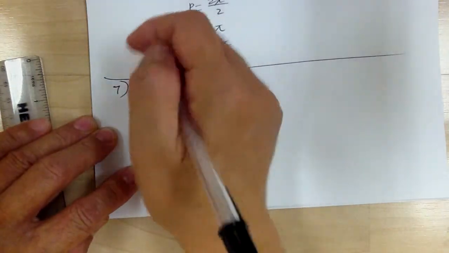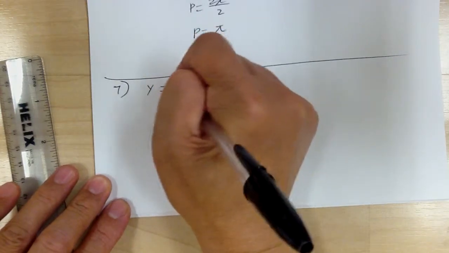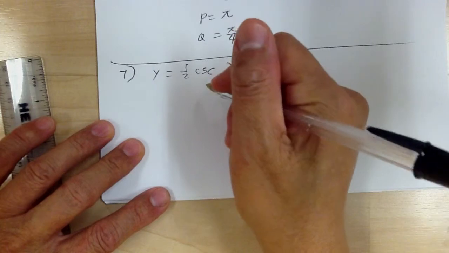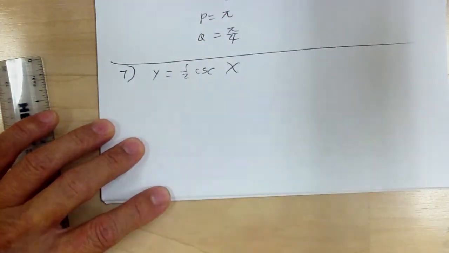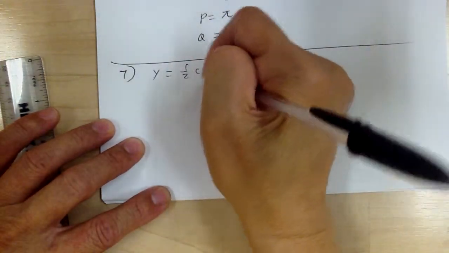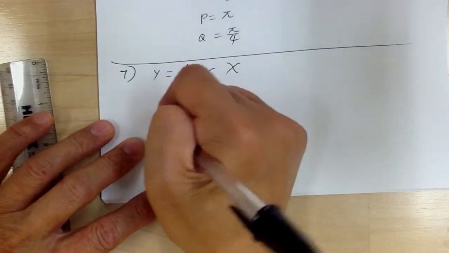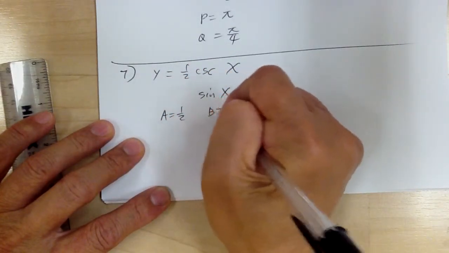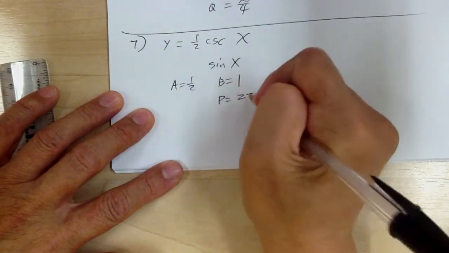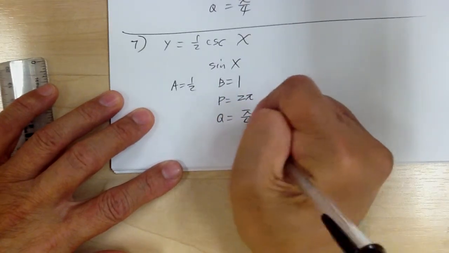Number 7, you have to use number 3 from the oral exercises. So y equals 1/2 cosecant of x. Cosecant is the reciprocal of sine. So think of it as a sine of x. So you've got a equal to 1/2, b equal to 1. So period equals 2 pi over b. So it'd be just 2 pi, and the quarter wave, 1/4 of that, will give you pi over 4.